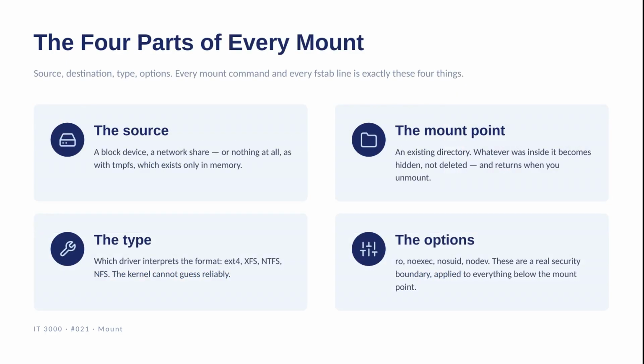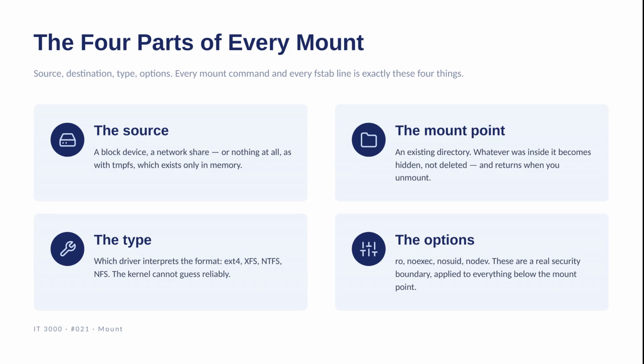Every mount you'll ever perform decomposes into the same four pieces. There's the source, usually a block device or a network share, though with tmpfs it's nothing but memory. There's the mount point, an existing directory whose contents get hidden, not destroyed, and quietly reappear once you unmount.